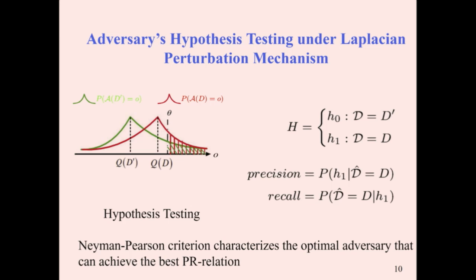For those of you who are in statistics or in machine learning, it's the standard definition. In our setting, I can put it in more human language: if the adversary says that this particular output comes from database D, precision tells you how likely they are going to be correct. Let's say they're 90% correct. Recall means if they try to infer every possible database, how much can they infer? Both of them are bad for a privacy protector and good for the adversary.